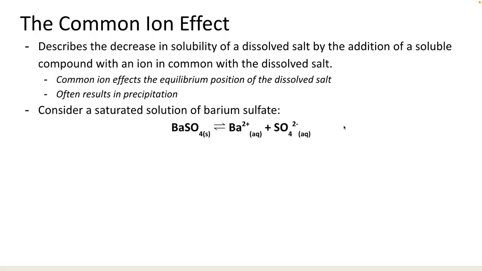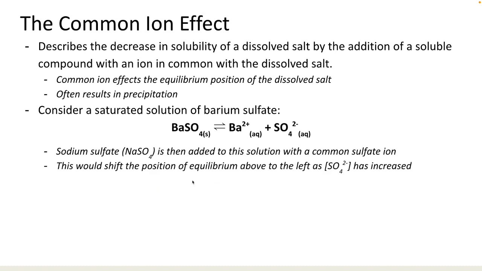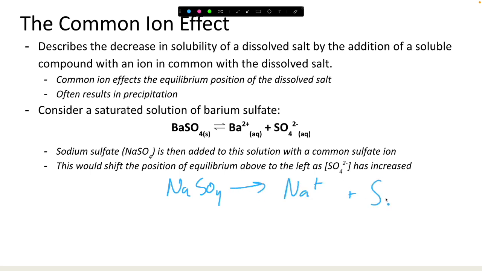Consider a saturated solution of barium sulfate, where we have our equilibrium occurring there in the saturated solution. Sodium sulfate is then added to this solution with a common sulfate ion. Sodium sulfate, salts are very soluble. So what's going to happen? This would shift the position of equilibrium above to the left as the sulfate has increased. So we imagine sodium sulfate, very soluble, forms all sodium and sulfate ions, or at least a large amount.